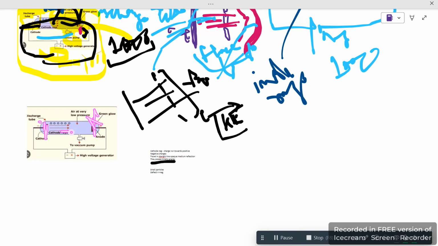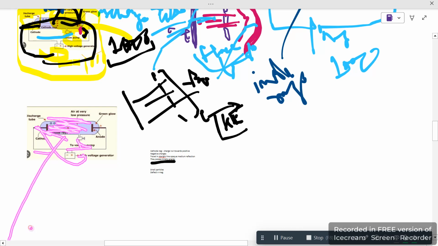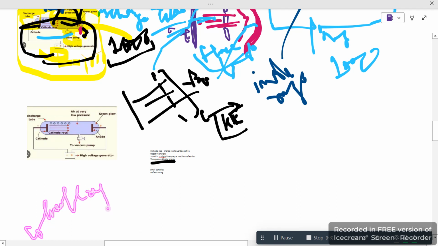So electrons move from the cathode side to the anode. These rays are invisible. They go from cathode to anode, from negative to positive, and that's why we call them cathode rays. The name is given because of the negative charge, because positive always attracts negative, so the anode attracts them with very high power.